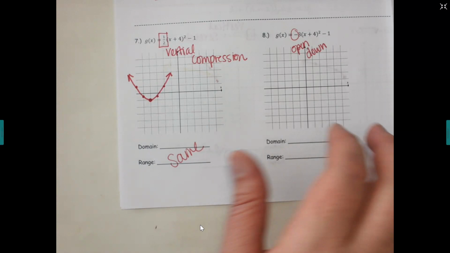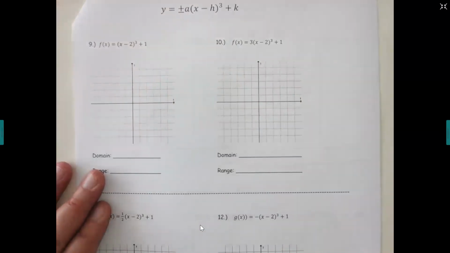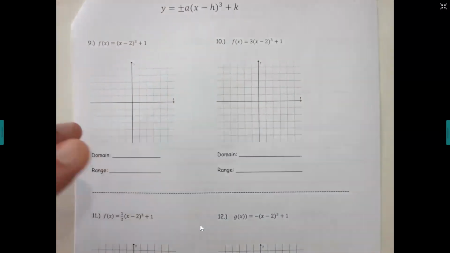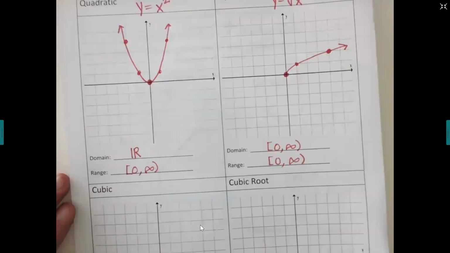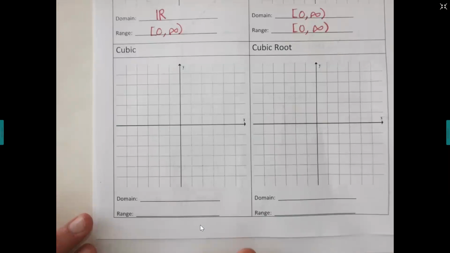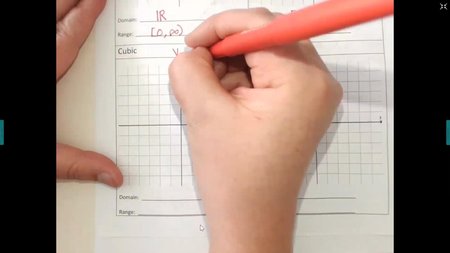Is this one of the families that we already went over? No, because it has an x to the 3, and that's new. So I'm going to draw the parent graph on here, and then we'll work the examples after. So go to your little new thing. Okay, cubic is going to be y equals x cubed.